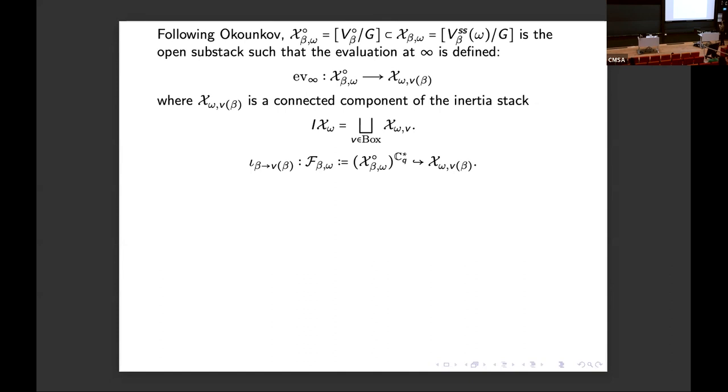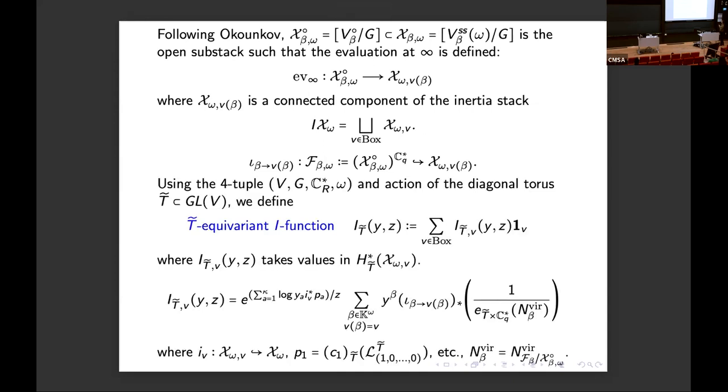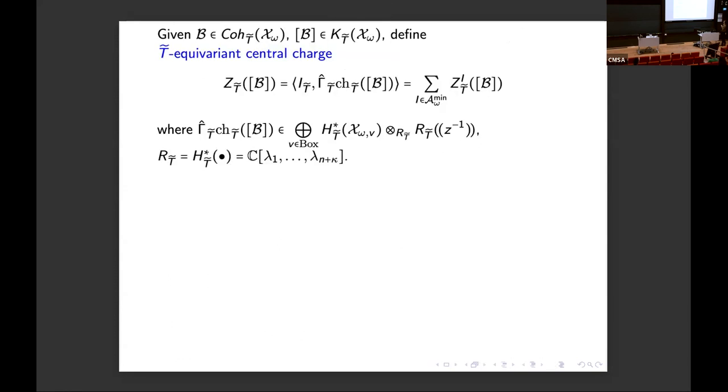So now we use the C star action rotating the P1. If we restrict the evaluation map, this is actually a closed embedding. So we can do this equivariant push forward and define the T equivariant I function. And now if we take a T equivariant coherent sheaf and consider the T equivariant K theory class, we define the T equivariant central charge using the T equivariant I function.